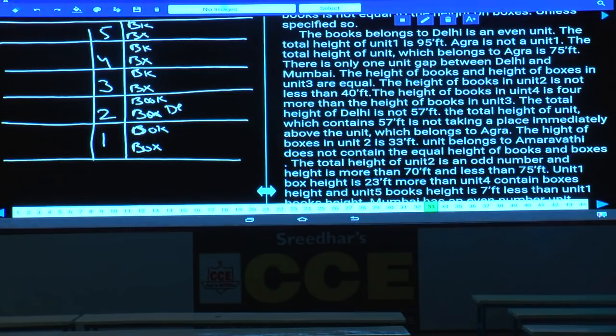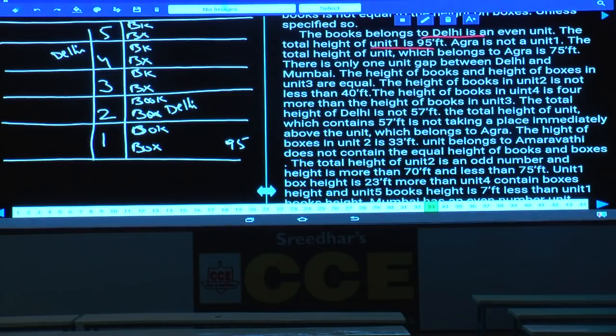Now let us take, if this is Delhi here, and this will be Delhi. Isn't it? Now this will be Delhi. And the books belonging to Delhi is an even unit. And the total height of unit 1 is 95. The sum of these two must be equal to 95.